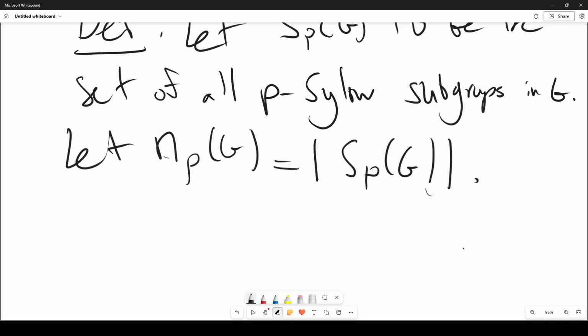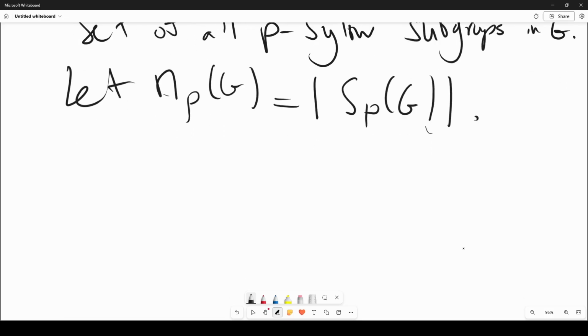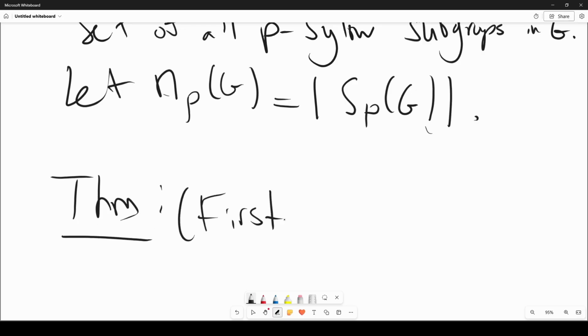Okay. So now let's get into the theorem. The theorem, as we kind of described, which is the first Sylow theorem, is the existence of a p-Sylow subgroup when p divides the order of the group.